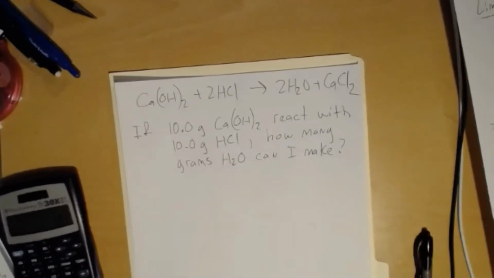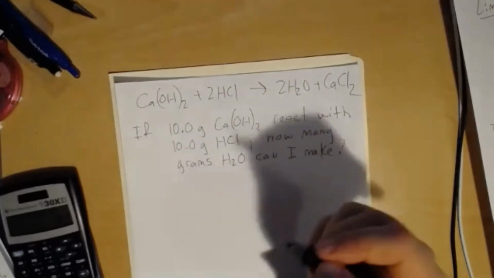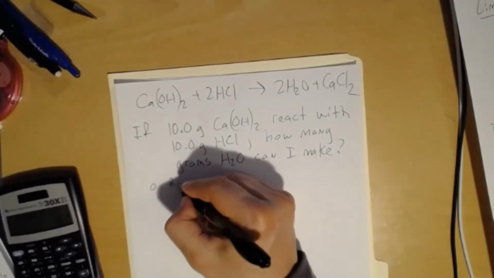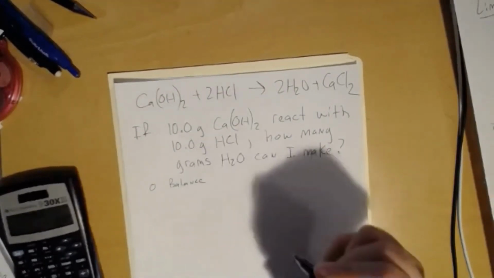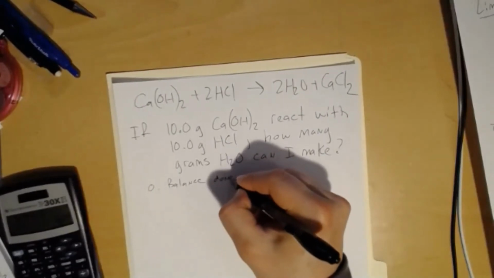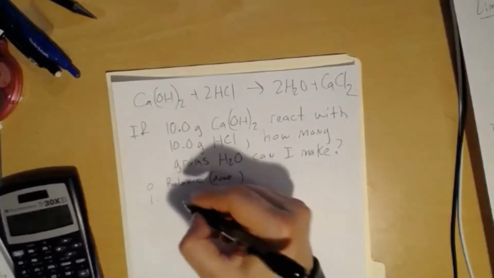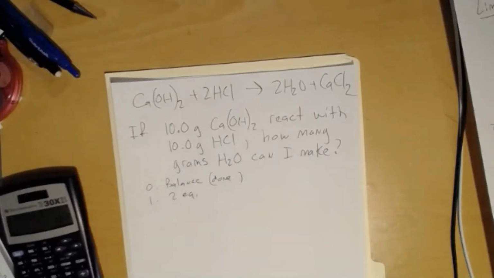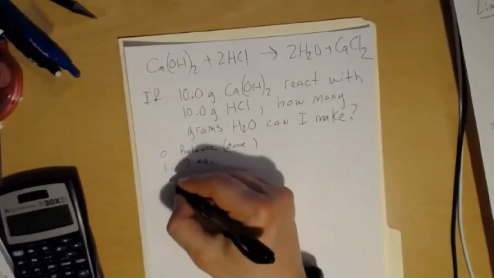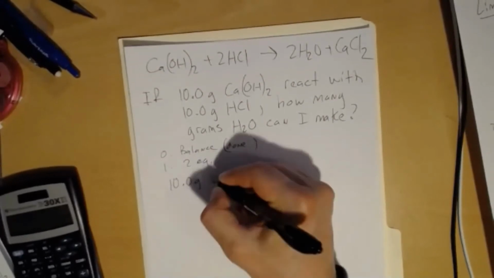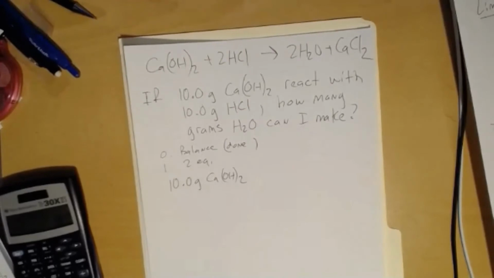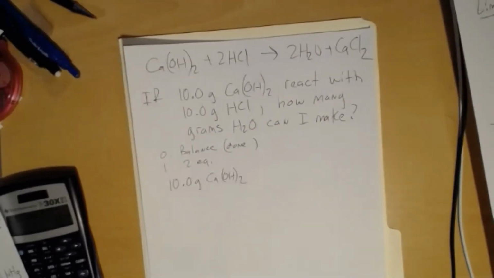Okay. So you guys ready? So it's the same process, right? So step 0, balanced equation, done, right? Step 1, 2 equations. I'm going to take the 10 grams of calcium hydroxide. What's the molar mass of that? So I'm going to cheat.